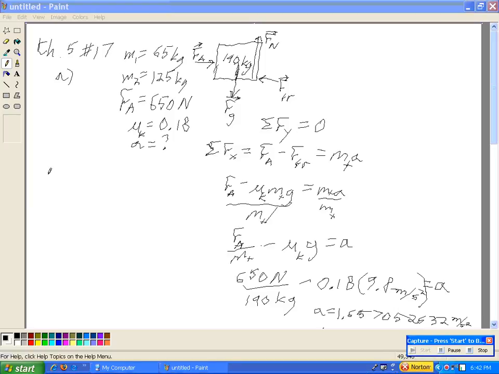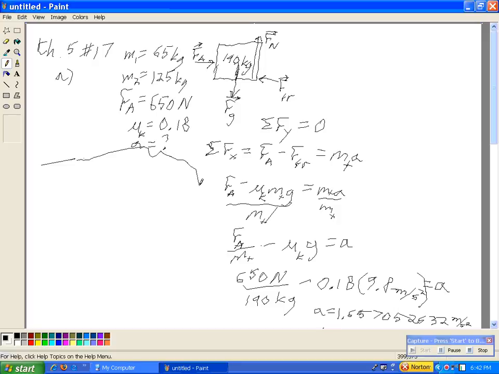So this is chapter 5, number 17, and this will be part B. It asks what the force is that each crate exerts on the other.